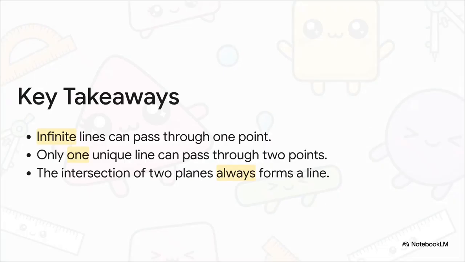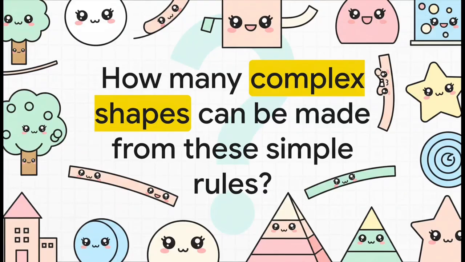For instance, an infinite number of lines can pass through any single point. But between any two distinct points, there's only one unique straight line that can exist. That's a fundamental law of connection. And if you zoom out, whenever two flat planes intersect each other, the place where they meet always forms another perfect line. And all of this leaves us with one final amazing thought.